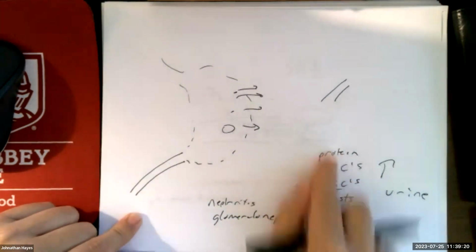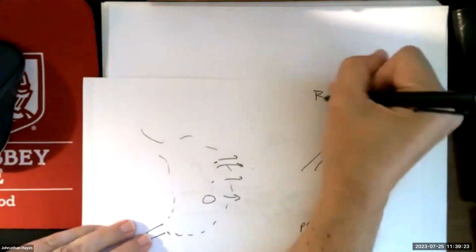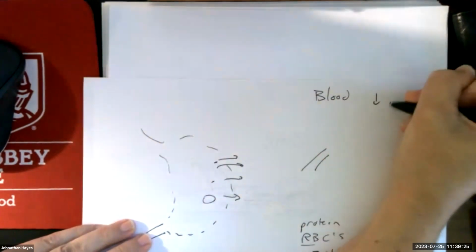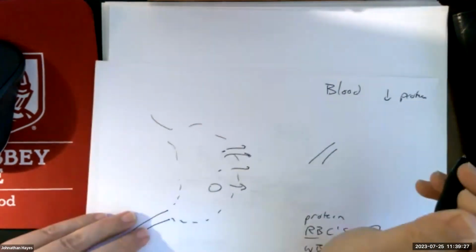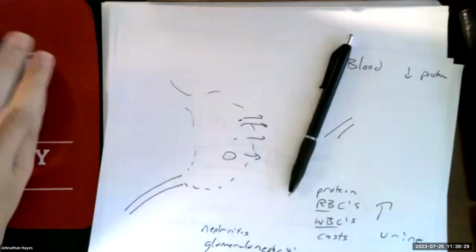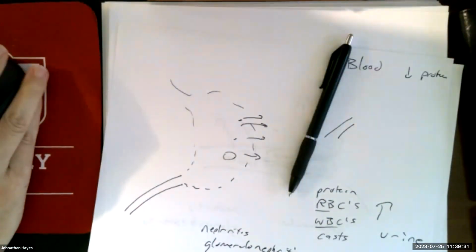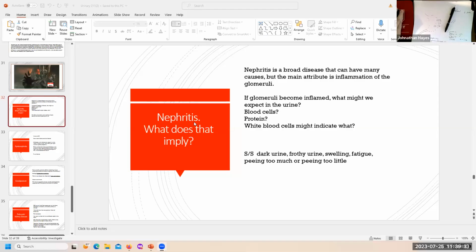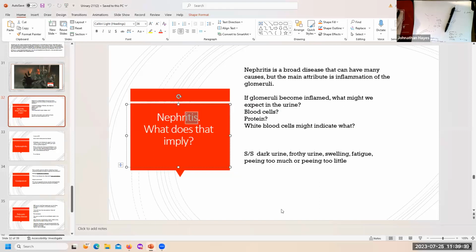So we start to see large stuff in the urine, but it also starts to decrease in the blood. So in the blood, you have less protein, right? That's something that'll indicate that we have some type of inflammation. So nephritis, what does that imply? It implies that we have some type of inflammation going on with the nephrons, right?